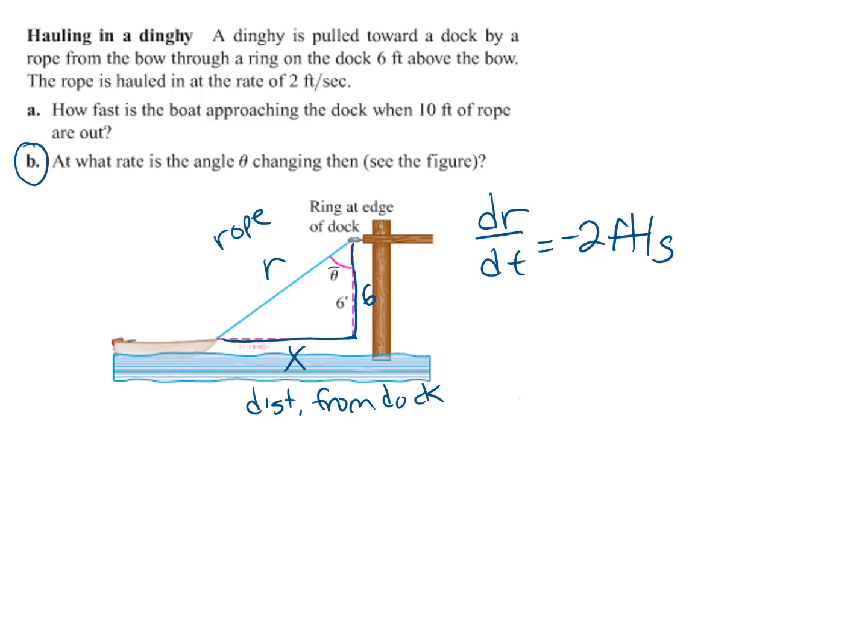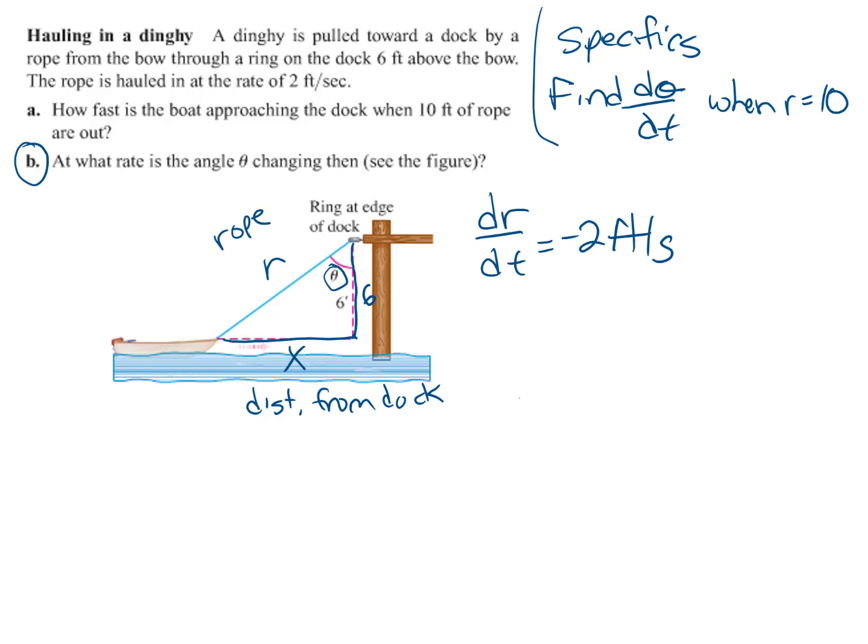So we see we have this angle theta, and what we want to do for our specifics is find dθ/dt when there's 10 feet of rope out, so when R equals 10. So we're going to deal with that in a minute, but first let's look at our picture, and the things we're interested in are the angle theta and the rope length R.